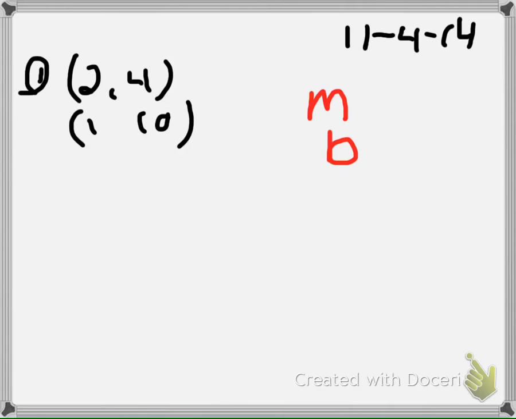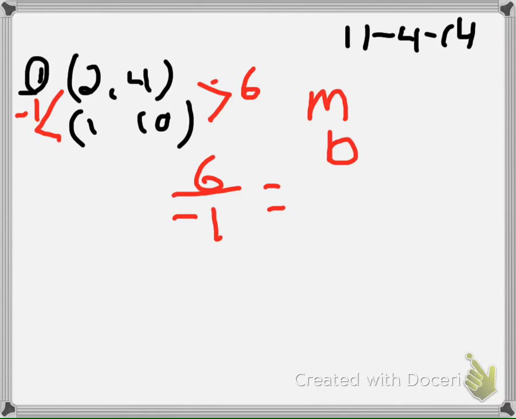So here we go. Let's find the change in y. From 4 to 10, did you say 6? And the change from 2 to 1? And that is -1. From 4 to 10 was 6, that's our change in y. And from 2 to 1 was -1, that's our change in x. And now we try to simplify. What is 6 divided by -1? -6. Now I have m.